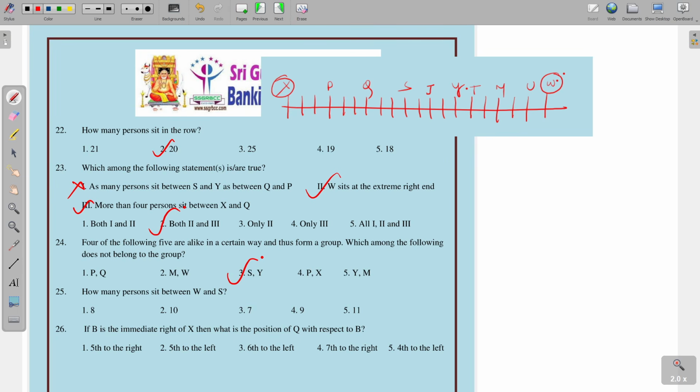S and Y. How many persons sit between W and S? So 1, 2, 3, 4, 5, 6, 7, 8, 9. So total 9 persons are there. B is the immediate right of X. Suppose B is placed here, what is the position of Q with respect to B? So Q here, 1, 2, 3, 4, 5. Fifth from right. Next.